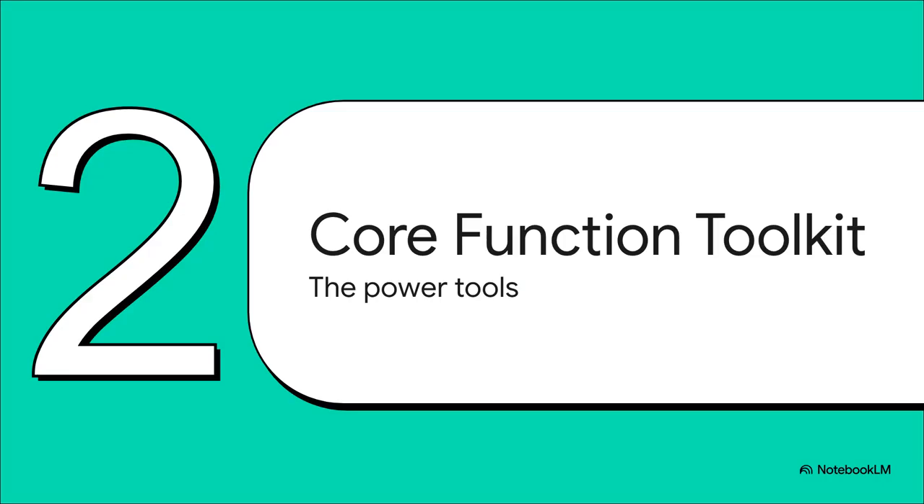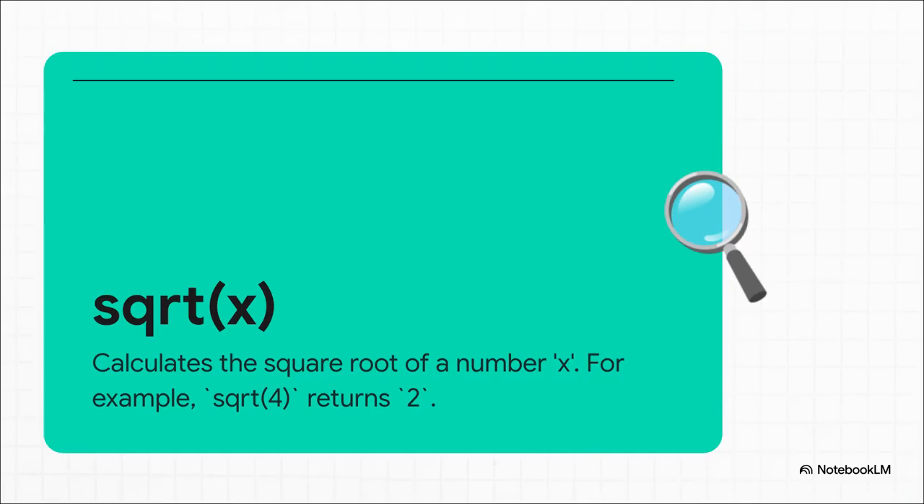So, we've got our raw materials. Now we need our power tools. These are the functions that actually do the work. You can think of them as the action words, the verbs of MATLAB, that let us manipulate all our numbers and variables. Let's start with a classic you'll be using all the time, square root.